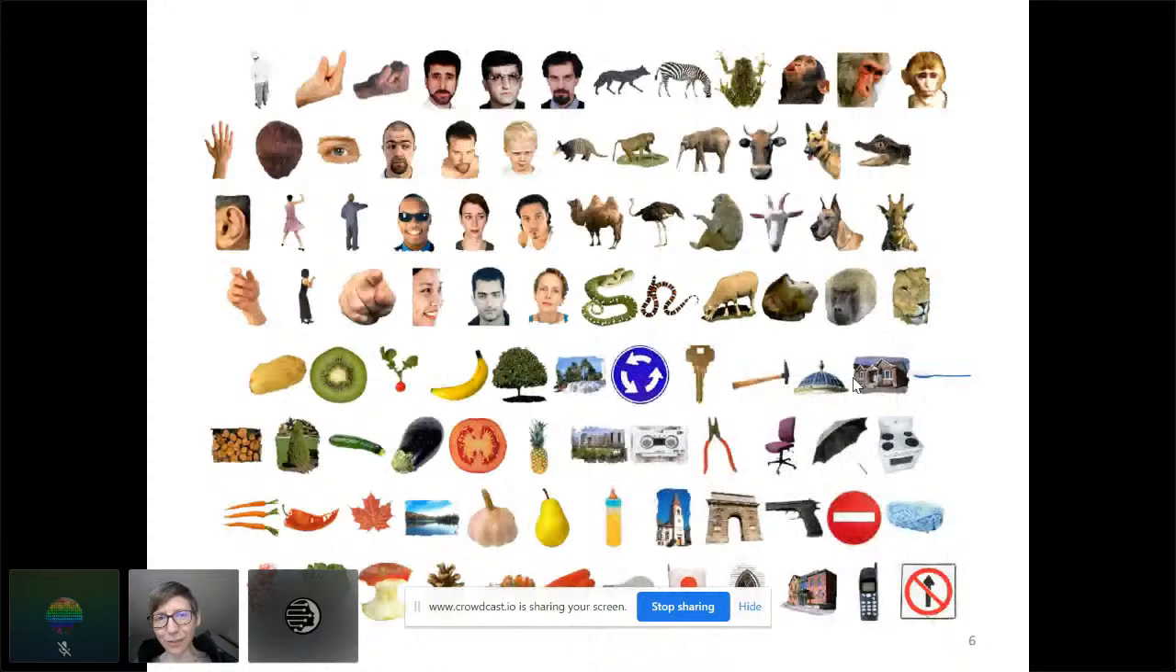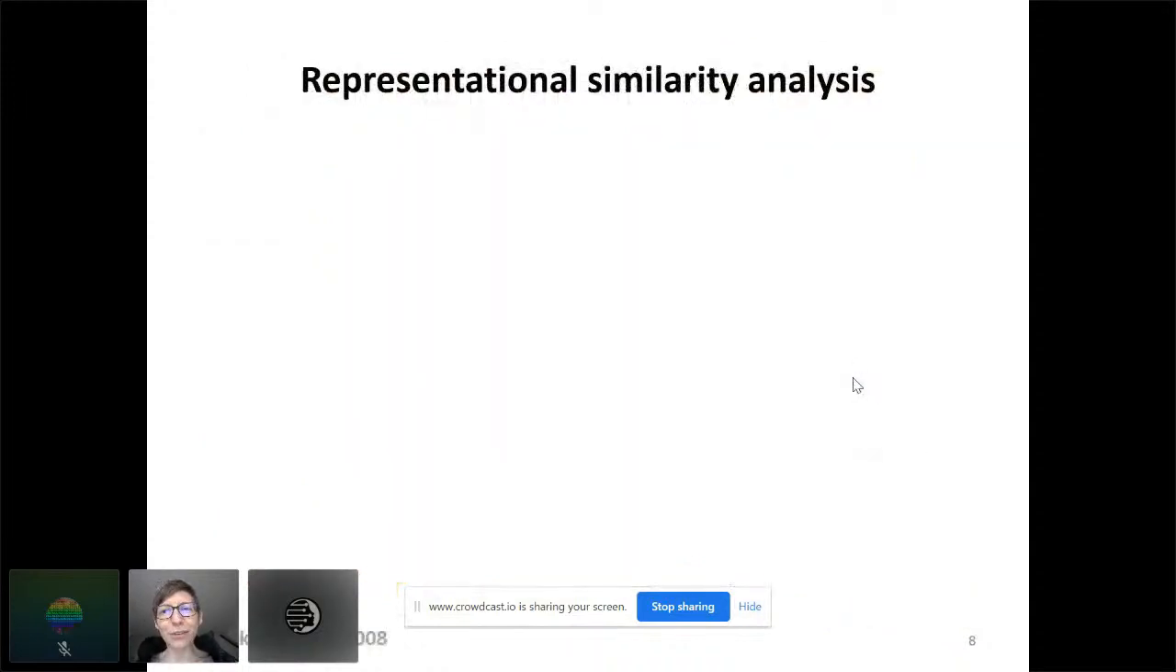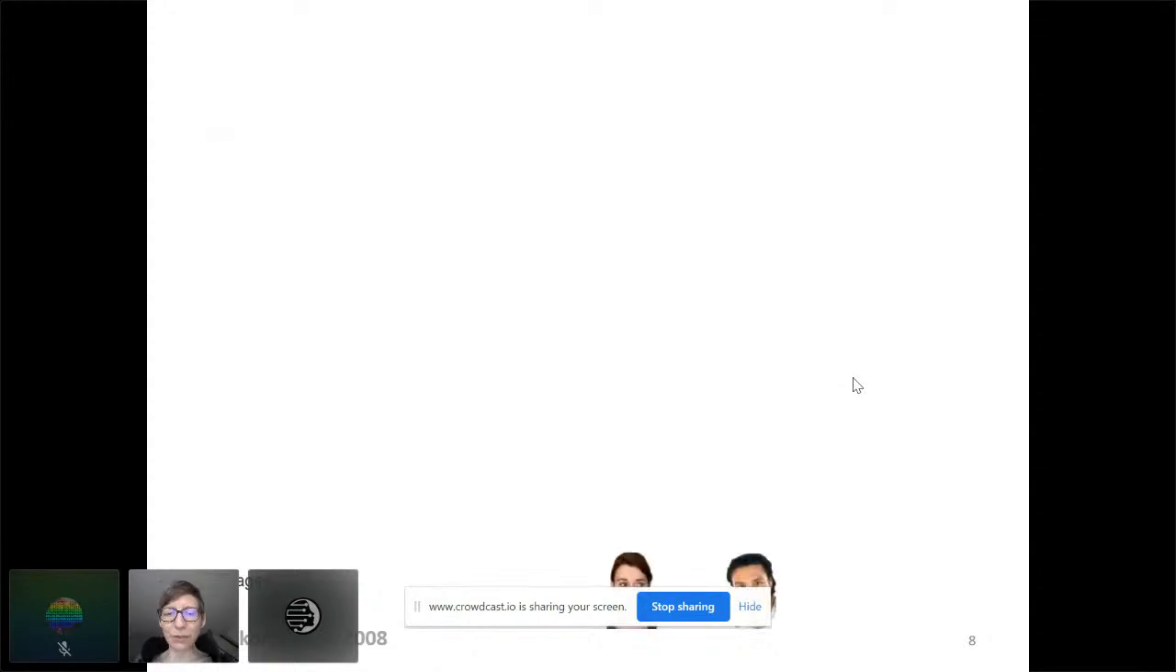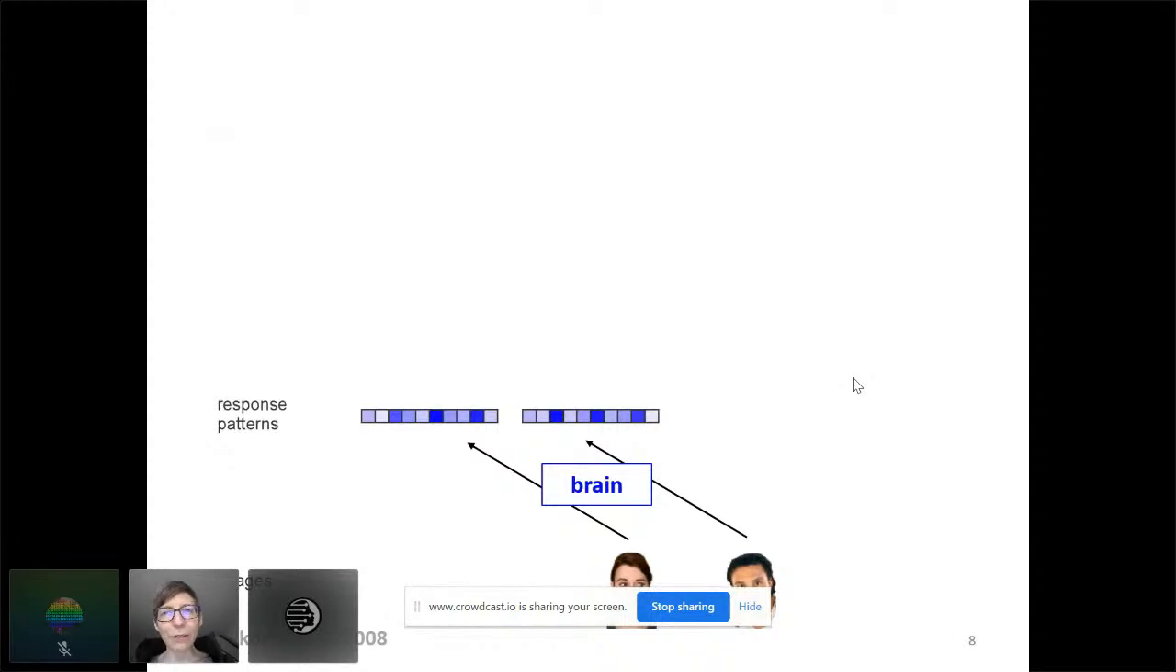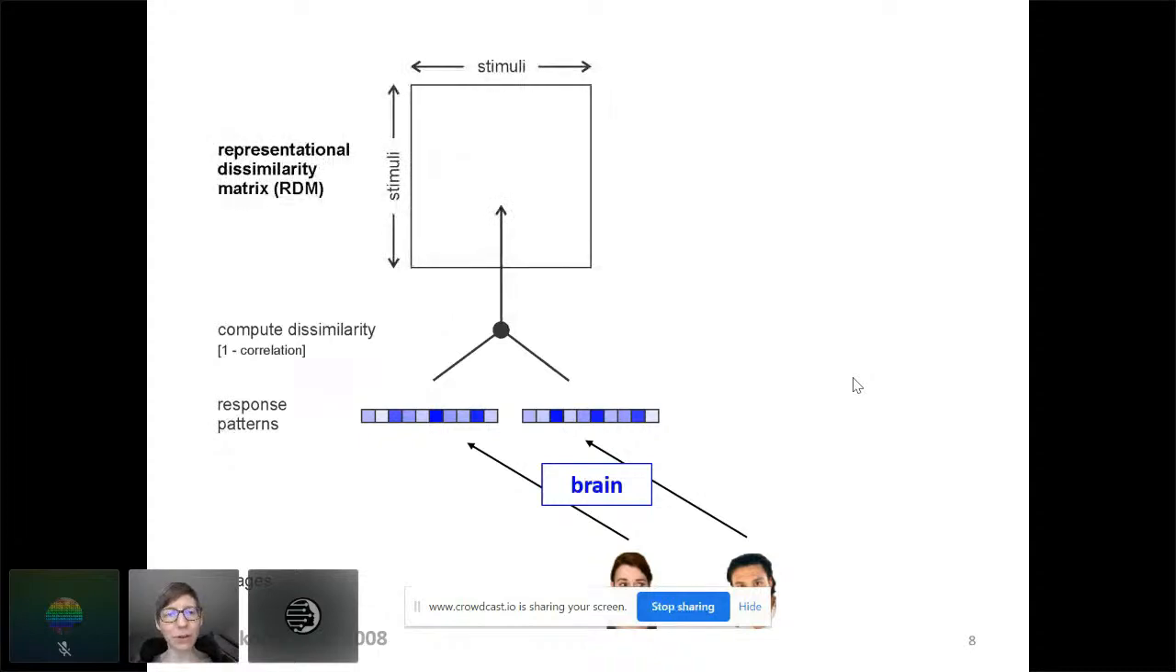Now what we did is we developed representational similarity analysis to characterize the information represented about these objects by the brain. For each pair of images, we can estimate response patterns in the brain, in our case response patterns across voxels. Then we can compute the dissimilarity between these response patterns and store that in a matrix. This is the representational dissimilarity matrix, or RDM, which contains for each possible pair of images their dissimilarity in the response patterns elicited by these images.